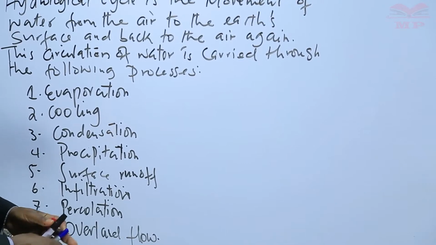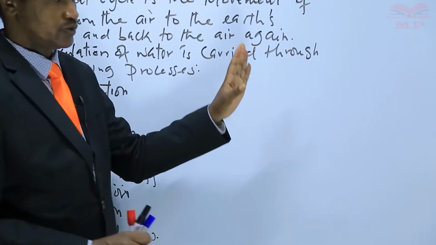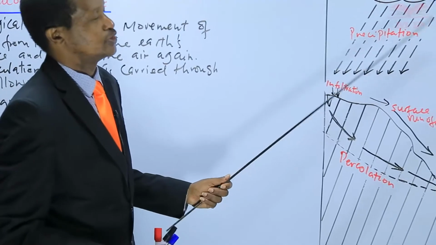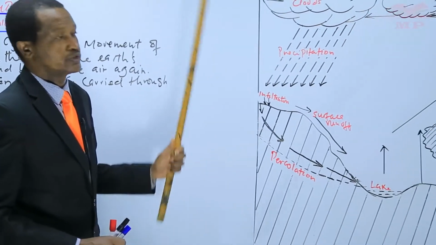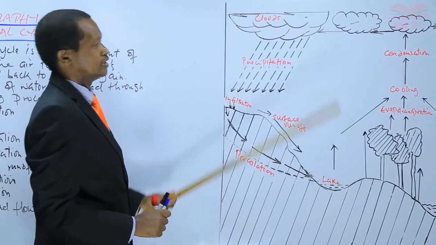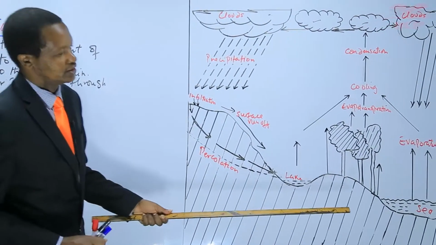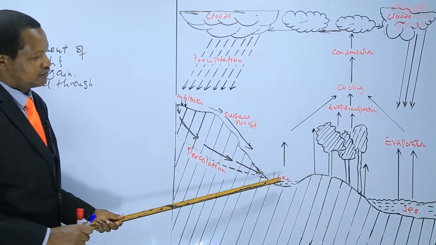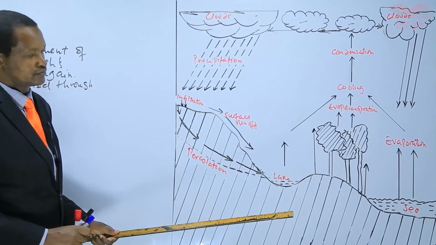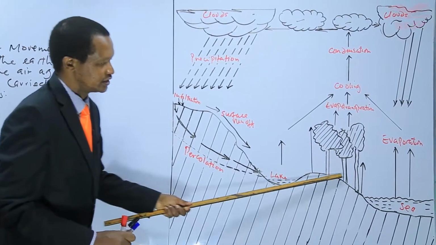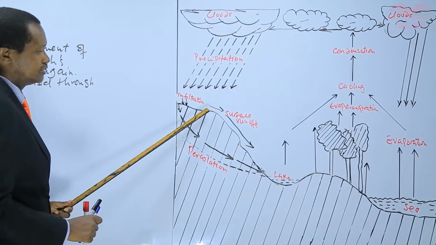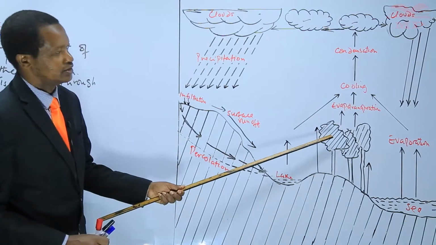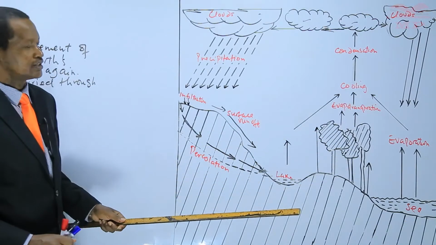And to help us understand these processes, I have drawn a diagram here, learners. This is a diagram showing the hydrological cycle. Down here, you can see we have the sea. Down here we have the lake. And this is the surface of the earth, and here we have plants.